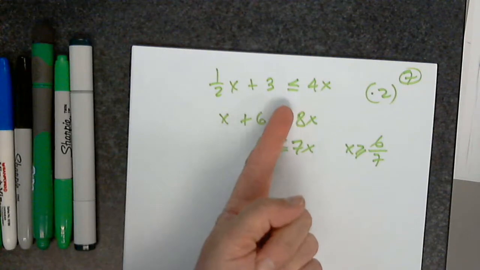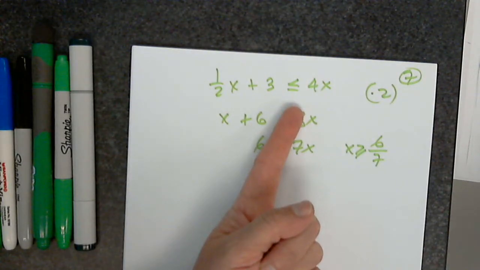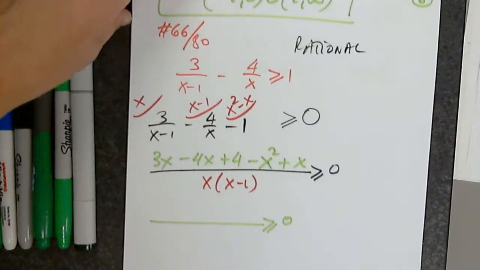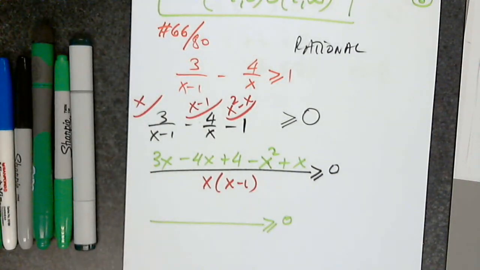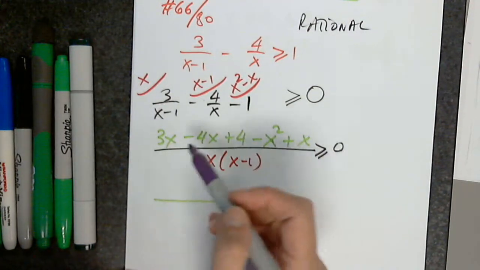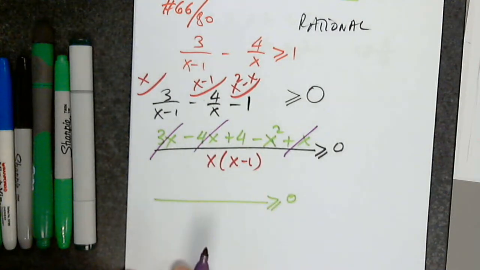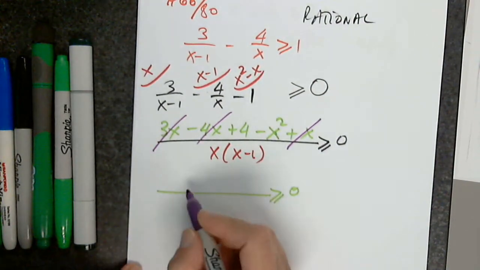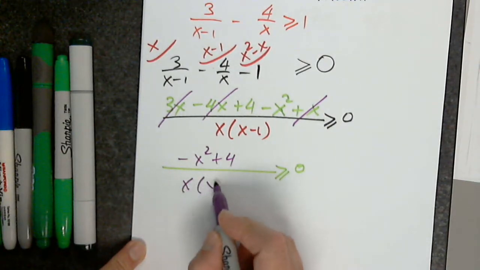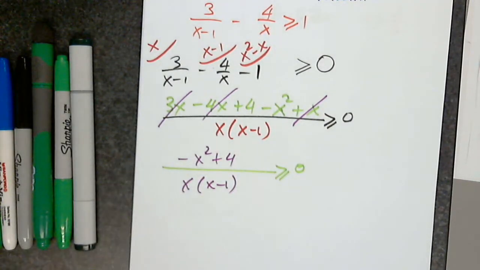Multiplying by 2 does not change the inequality symbol. So I was allowed to do that. But here, I cannot multiply. I'm not allowed to multiply both sides by x or x minus 1. Very good. Good point. So then I see 4x with negative 4x. I see a negative x squared plus 4. And I see an x minus 1. Do we all agree with this step?